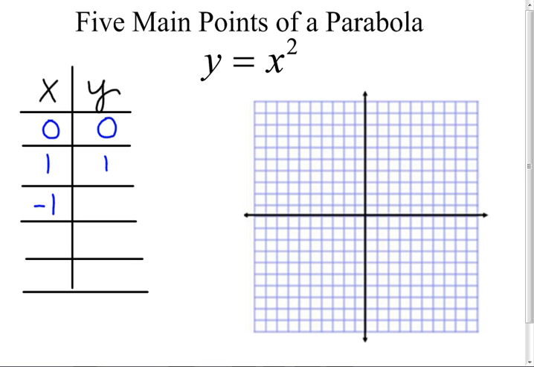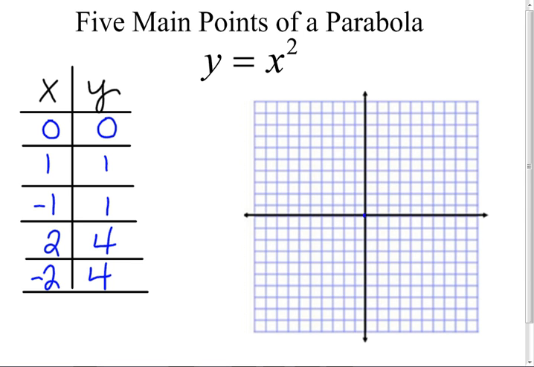You still get 1. There's symmetry. The left side and right side are the same. Remember, you square a negative number. So if you do a 2, these are the 5 main points. What are you going to get? No, you're going to get 4. 2 squared is 4. -2 squared is 4. Now, let's graph those points.